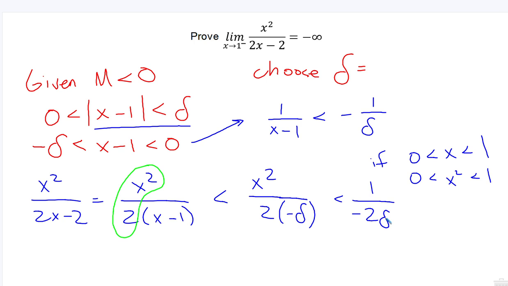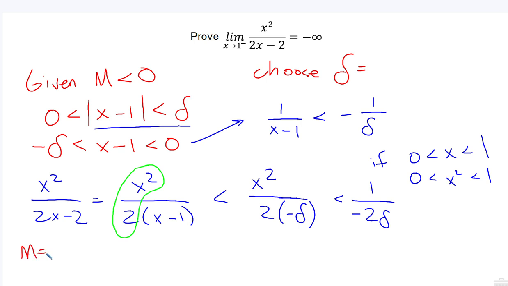Because x squared is less than 1. And if the numerator of a fraction gets smaller, I should have a smaller thing, right? X squared is smaller than 1, so x squared over negative 2 delta should be smaller than 1 over negative 2 delta. And from there, I should now be able to say, well, I just want that thing to be m. So let me change to a different color here for a second again.